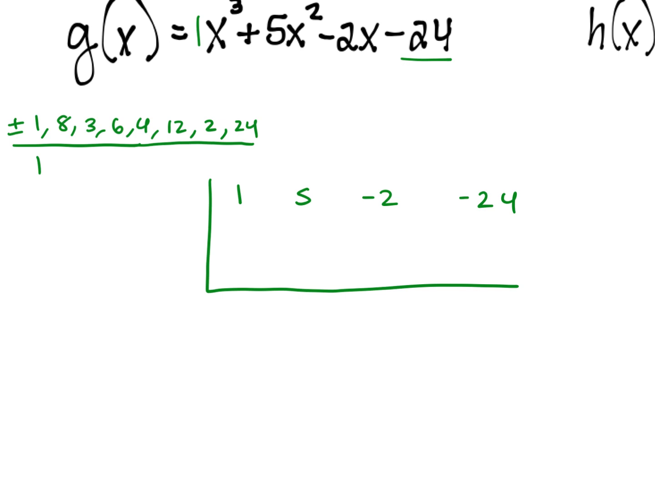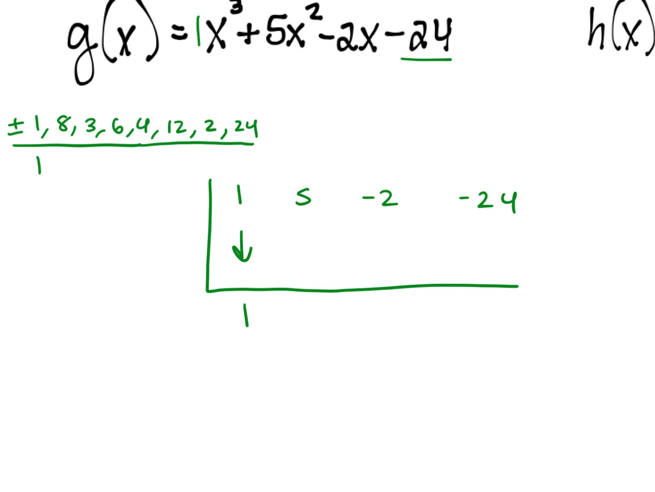Sure, let's try 1. So we're going to drop down 1, multiply, add, we get 6. Multiply 6, add would be 4. Multiply 4, add -20. Does 1 work? No. So we got to try something else. As soon as you realize it's not going to work, like if you got halfway through synthetic division, you know it's not going to end up being 0, you can just erase it and try something else. You don't have to go all the way through once you realize.